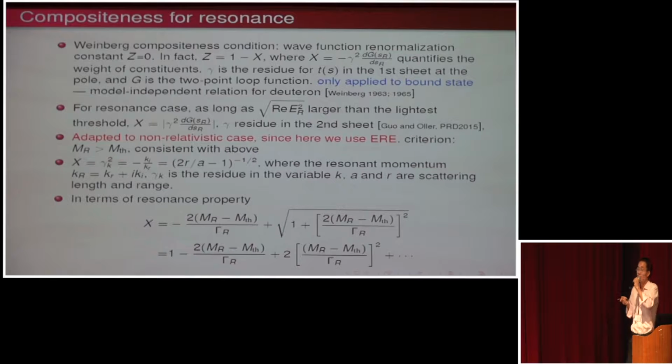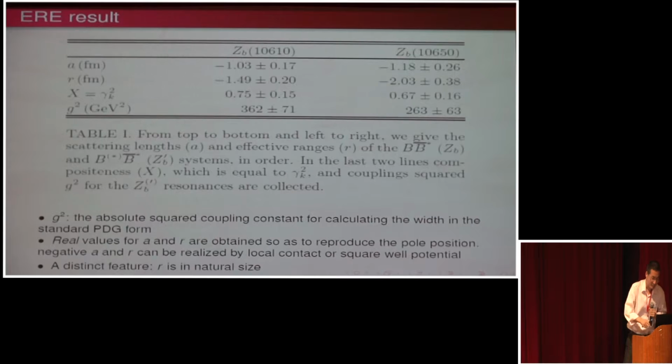At the pole positions, the momentum is also complex, with a real and an imaginary part. Here we have the A and R, and in experiments, they can provide the mass and width. So all these relations can be related to each other. Here is our value for X: for the ZB state it is around 80%, and for ZB prime it's around 70%.